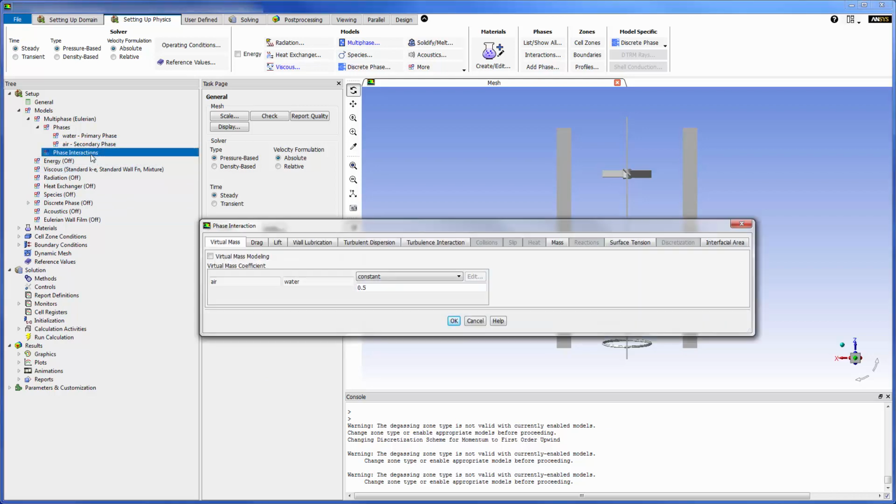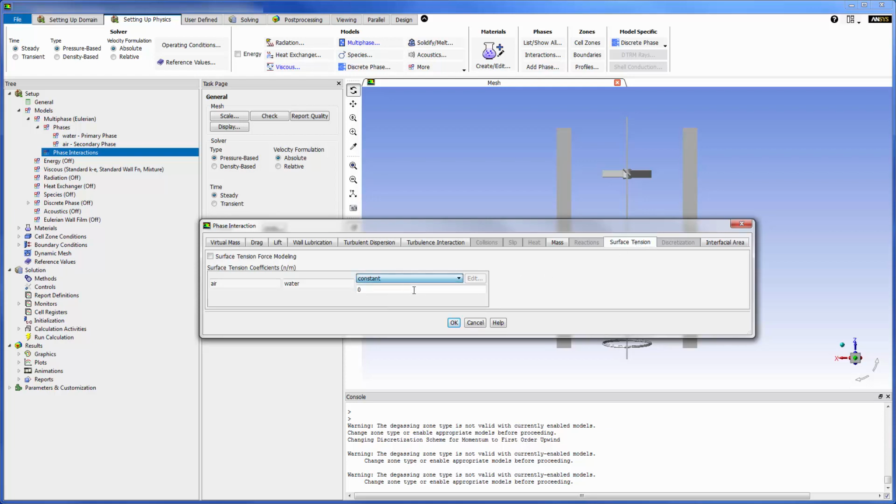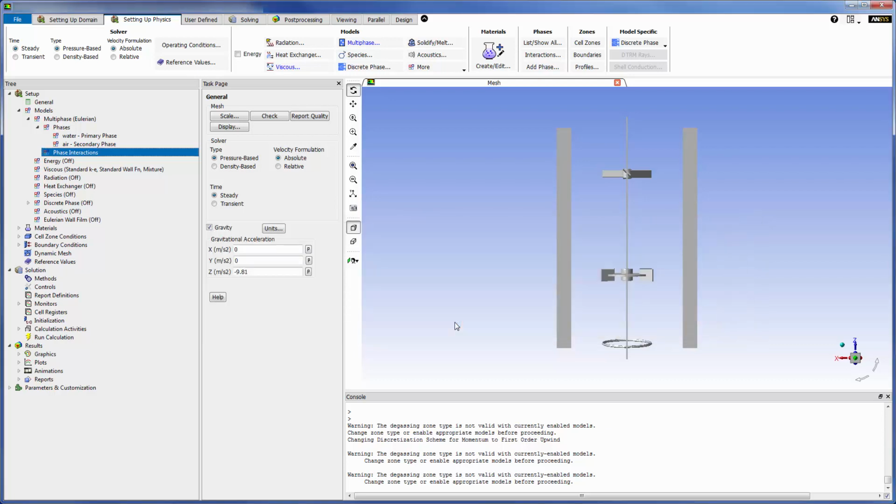Within the Phase Interactions menu, interactions between each phase can be described. In this example, drag between air bubbles and the bulk fluid is best described by the Grace model, which applies well to liquid-gas mixtures with low gas density and bubble sizes of 1 to 2 mm. I must also include a value describing the surface tension of the bubbles. Many different phase interactions, such as lift, wall lubrication, turbulent dispersion, and turbulence interaction, could be described here. However, for this case, only drag needs to be considered.